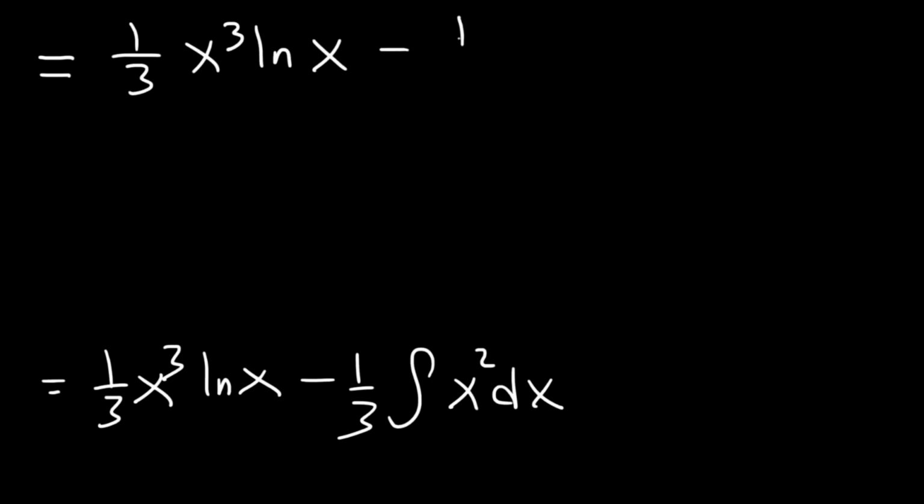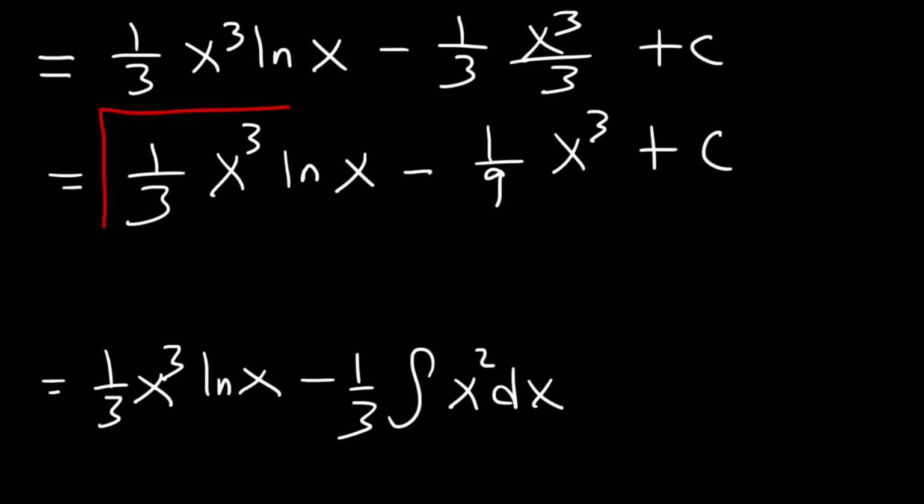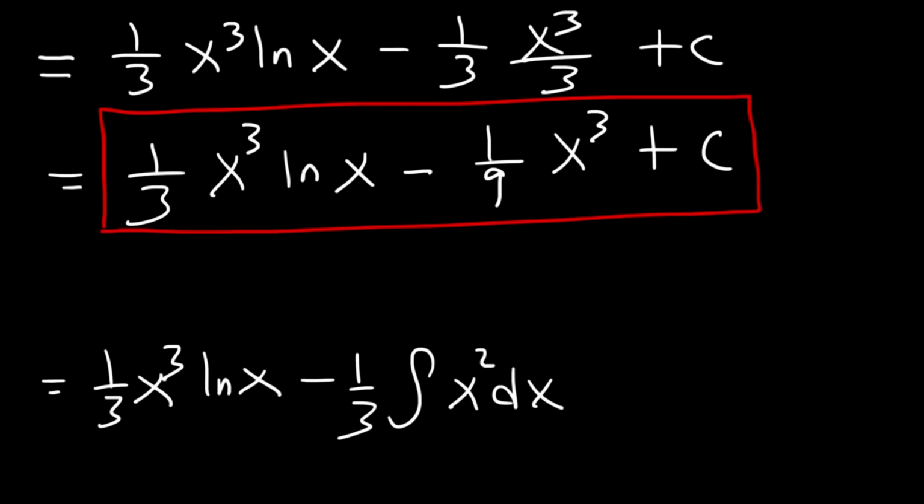The integral of x squared is going to be x to the third over 3, and then plus some constant c. So the final answer is 1/3 x cubed ln x minus 1 over 9 x to the third plus c. And that concludes this problem. So let's work on some more examples.